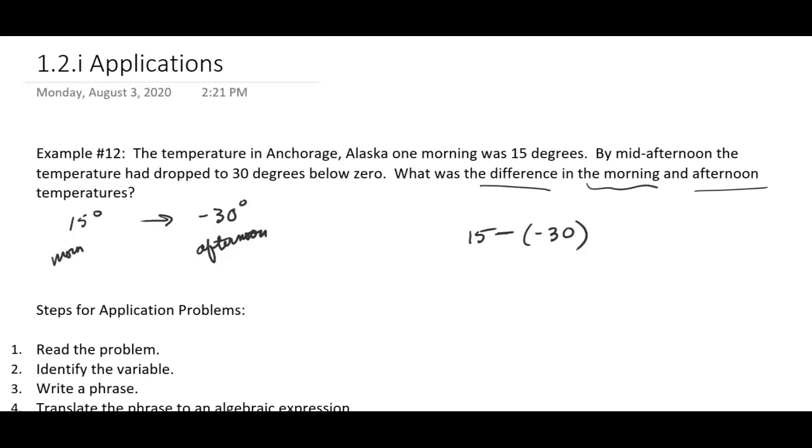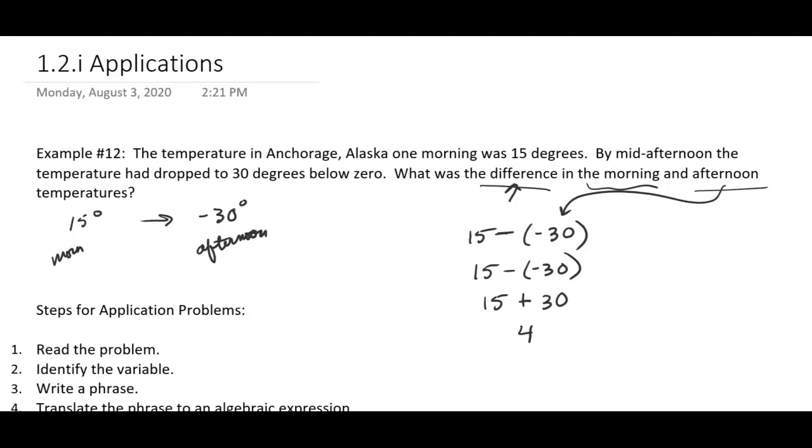Now remember, there's one subtraction. The subtraction sign comes from difference. That means subtract. But the afternoon temperature was a negative 30. So that's why we have that minus a minus. So what's the difference in the morning and the afternoon? 15, I'm going to write this a little better, minus a negative 30, or 15 plus, because we're going to change it to adding the opposite.